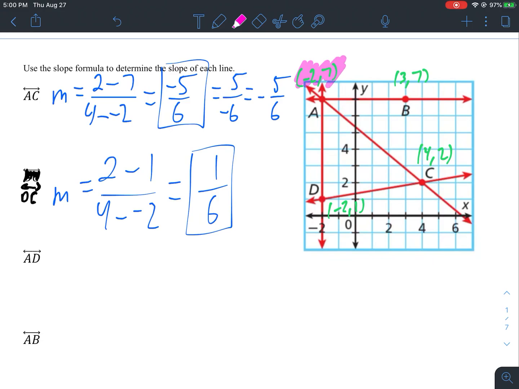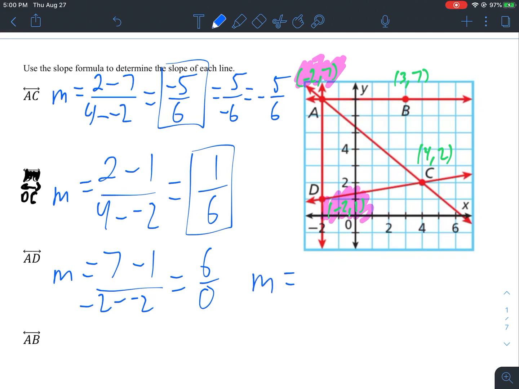So AD, we're using these points right here. For AD, we're going to do 7 minus 1 over negative 2 minus negative 2. And that gives us 6 over 0. You cannot divide by 0. It's not allowed in math. It's not possible. So anything divided by 0 we say is undefined.